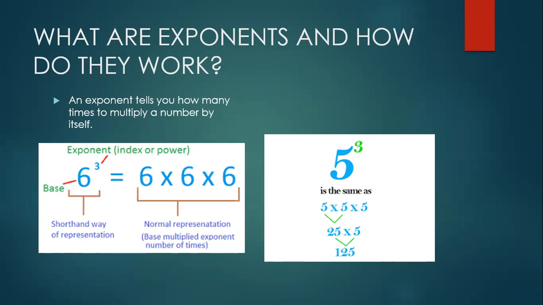So 6 to the 3, where the exponent is 3, or we also call it a power, basically says we do 6 times 6 times 6. 5 to the 3 says 5 times 5 times 5, which eventually gives you 125. But the main idea right now is that 5 to the cubed, or 5 cubed, is 5 times 5 times 5. And this is just a shorthand.